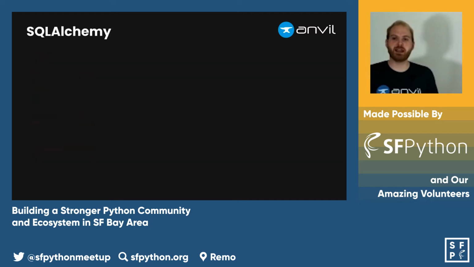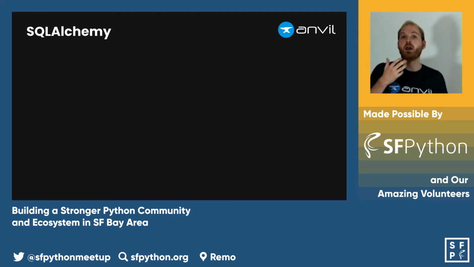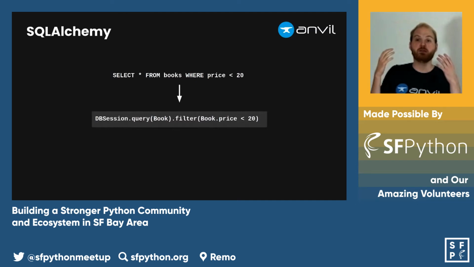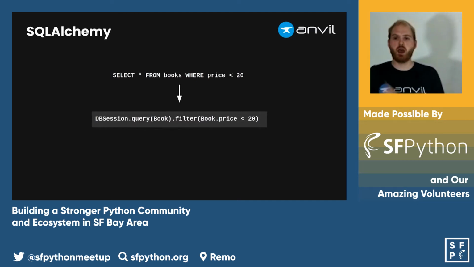Well, I'll explain by taking a completely unfair pot shot at SQLAlchemy. If you're not familiar with it, SQLAlchemy is a library for automating the translation between SQL database queries and rows in SQL database and Python objects. So instead of writing queries in SQL like this, with SQLAlchemy, you can write Python expressions like this. Query, book, filter, book.price is less than 20. That's nice.